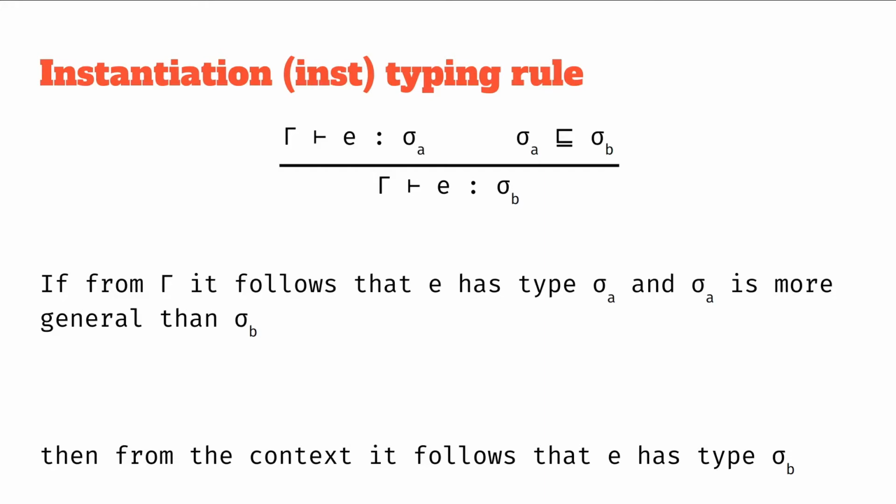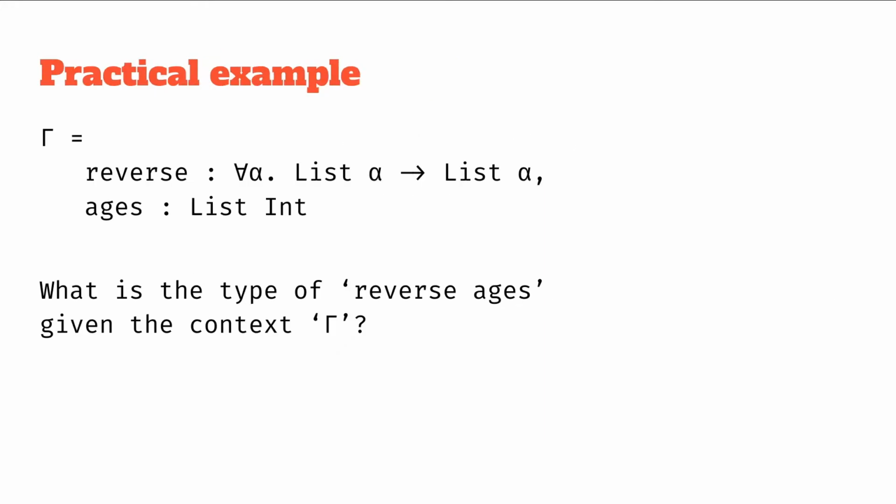Let's see a similar practical example where we have a context with two assignments. The first being reverse has type for all alpha, list of alphas to list of alphas.